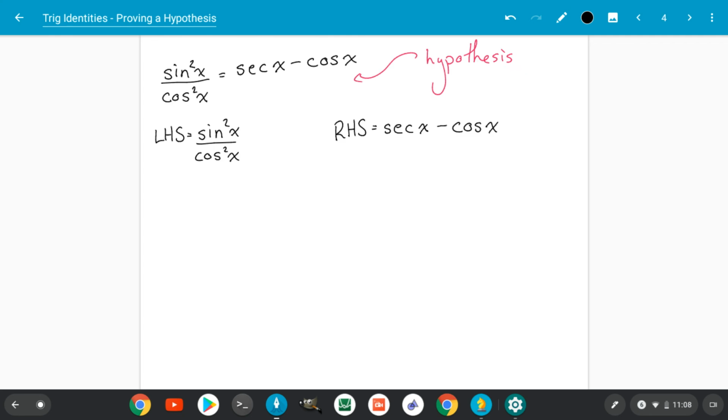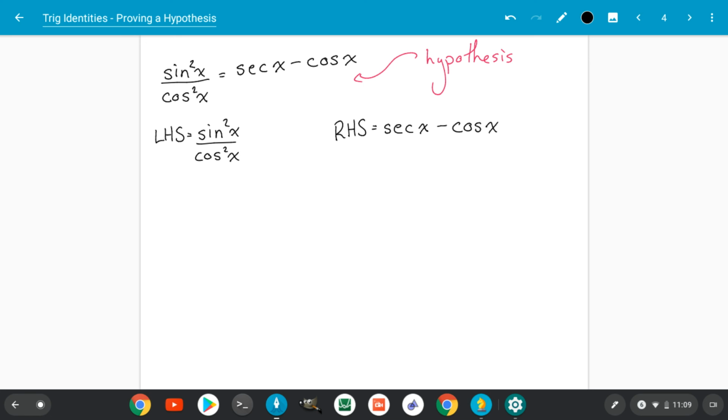So now it's a little bit more difficult in this example of sine squared theta, or sine squared x in this case, divided by cos squared x equals secant x minus cos x. It's difficult here to decide which is the complicated side. And so, I mean, we could do it either way. And they can always be done either way. But in some cases, it makes it much more difficult to go one way or the other.